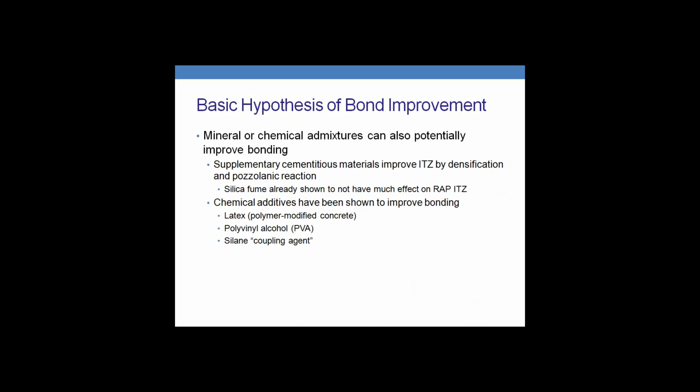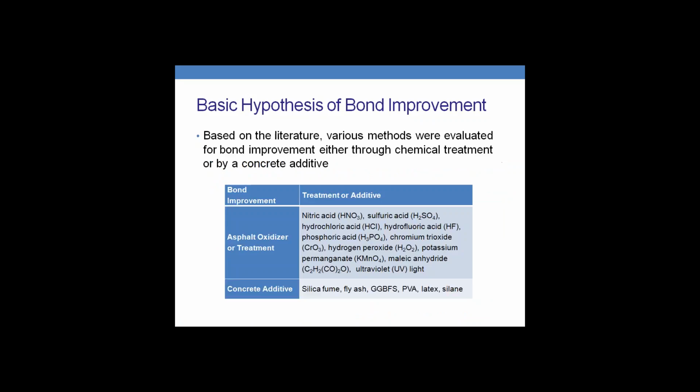The other thing we looked at is that you can toss in other materials, other chemicals, and try to improve that bond. We already showed silica fume did not do too much, but what about other agents? So polymer modification, polyvinyl, all of those in the literature have shown potential bond improvement with virgin aggregates. No one's looked at it with RAP. So we brought it to RAP.